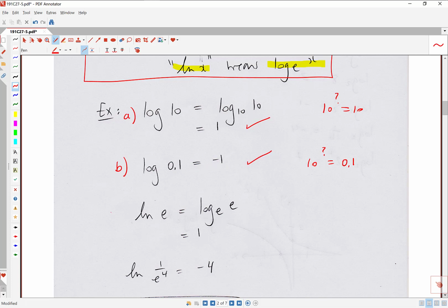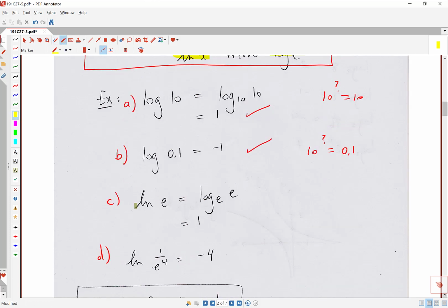Now we're going to do a couple of examples here, C and D, where we work log base e. So let's say someone says to you, calculate ln of e. So first thing we would do is we would say, okay, ln just means log base e. So let's rephrase this as log base e of e. And then we're asking, what exponent do we put on e to make e? Okay, the answer would be 1. So let's say someone asks you to find ln of 1 over e to the 4th. Okay, well, as an intermediate step, you could say ln is log base e. So we're trying to find log base e of 1 over e to the 4th.